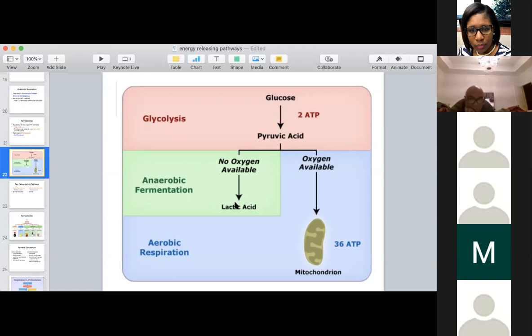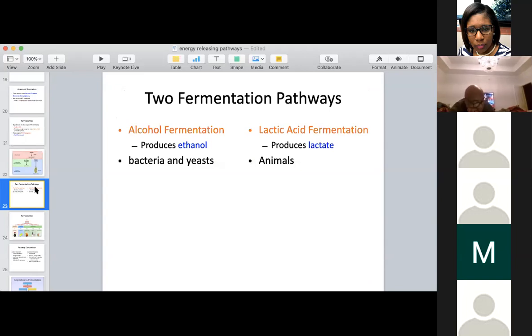So that's a visual. I like to do the same thing in text. Two fermentation pathways here: alcohol fermentation or lactic acid fermentation. Write that down. Two types of fermentation can be the result of anaerobic respiration, the absence of oxygen. Alcohol fermentation is going to produce ethanol, all right? Organisms such as bacteria and yeast can undergo alcohol fermentation.